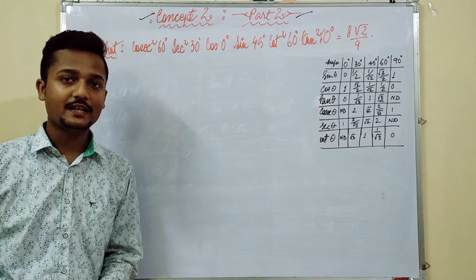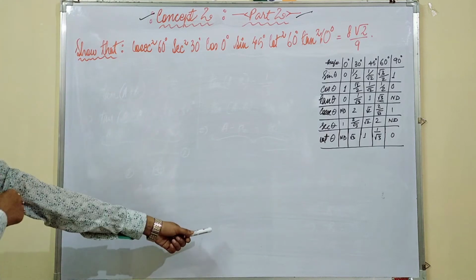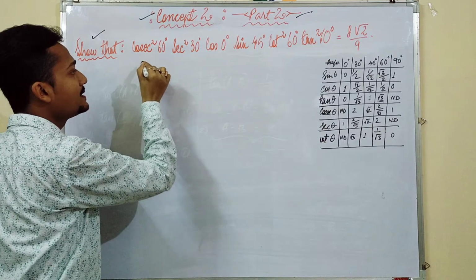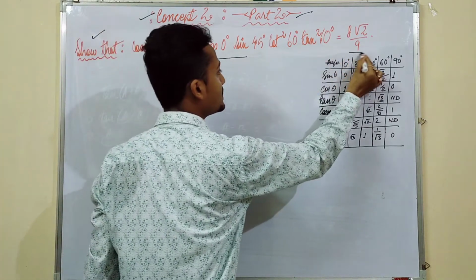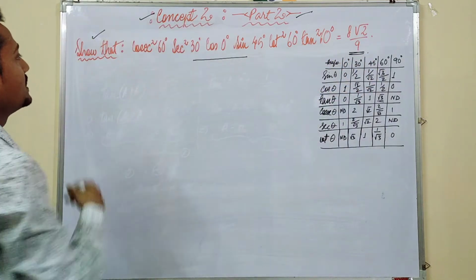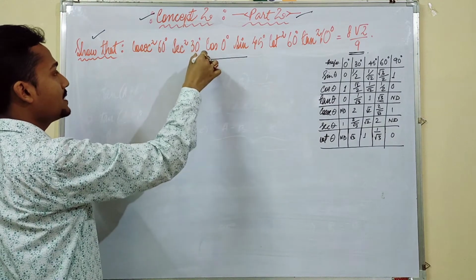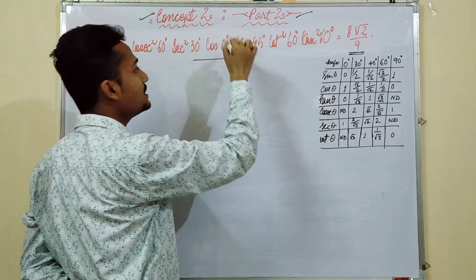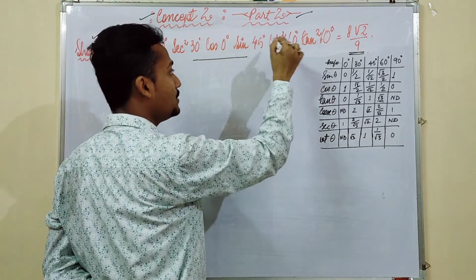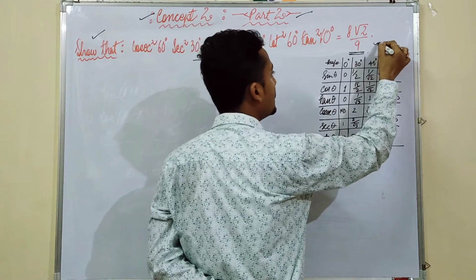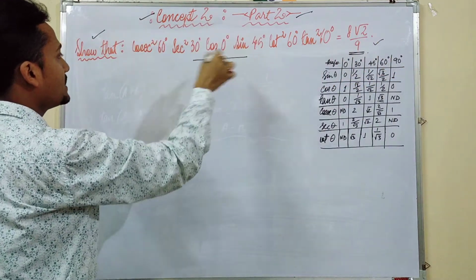The next question that I have taken, let us see what is there. Here you have to show that this is equal to this. So what is this? Sec square 60 degree, cosec square 60 degree into sec square 30 degree, cos square 0 degree, into sin square 45 degree, into cot square 60 degree, into tan square 60 degree is equal to this. So what we will take? We will take this particular side first.